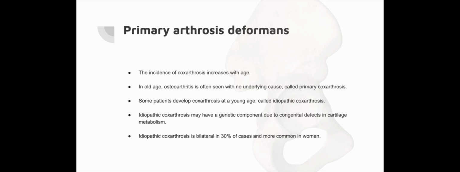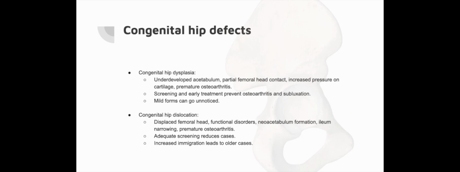Frequent occurrence in certain families presupposes a genetic component in a number of cases. This may be due to congenital defects in the cartilage metabolism. In 30% of cases, such a form of coxarthrosis is bilateral, although not always synchronous. The condition occurs more often in women than in men.